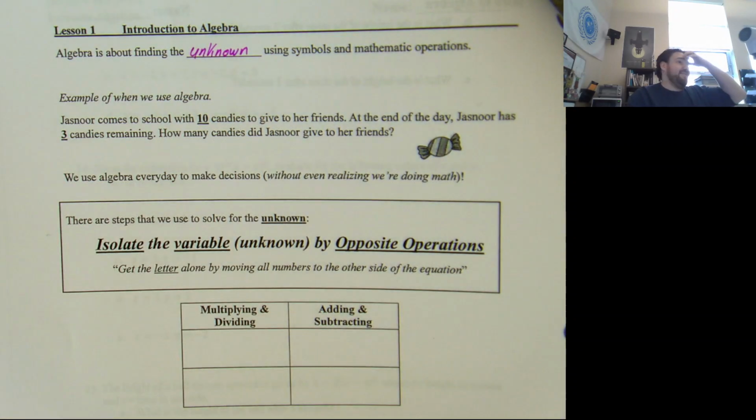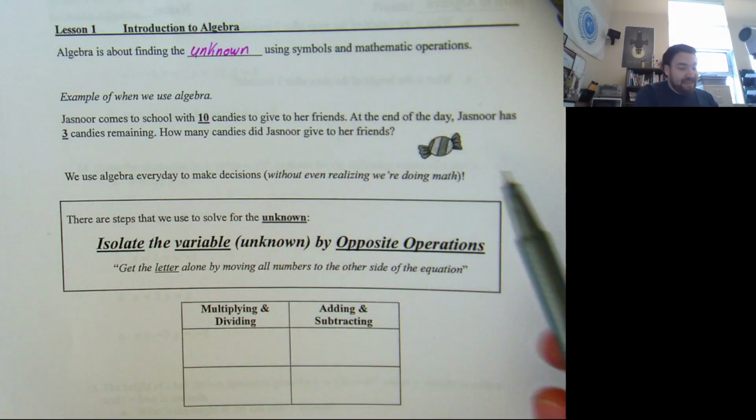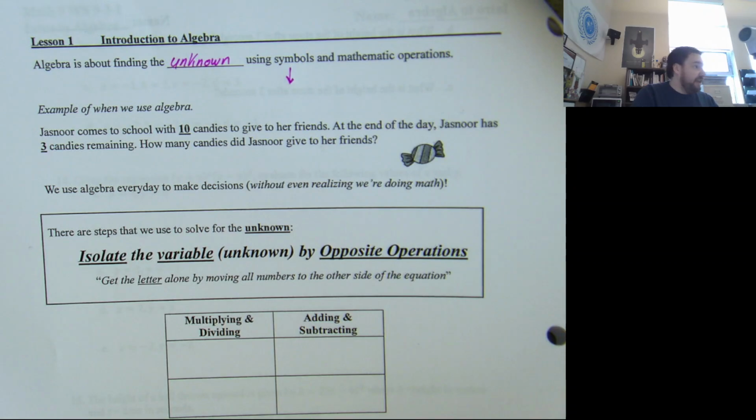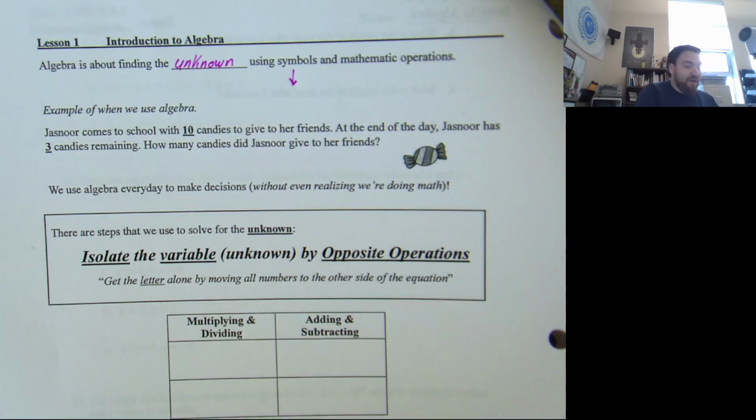Well, for some people, math does seem kind of mystical. Algebra is about finding the unknown using symbols and mathematical operations. These symbols usually are letters. Usually those letters are English. And when we use letters in math, what do we call them?